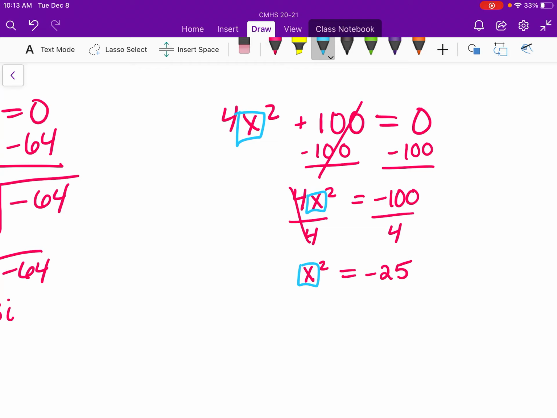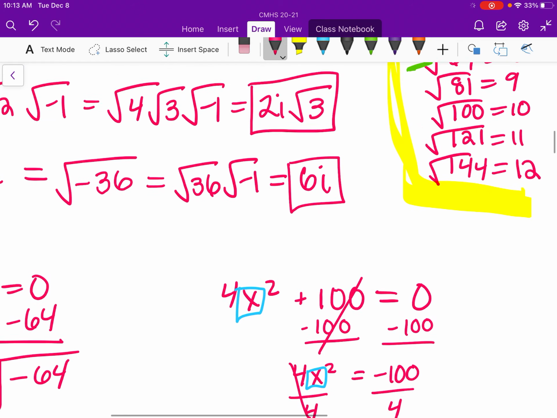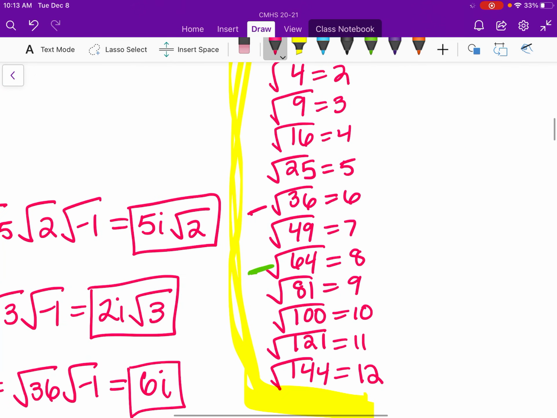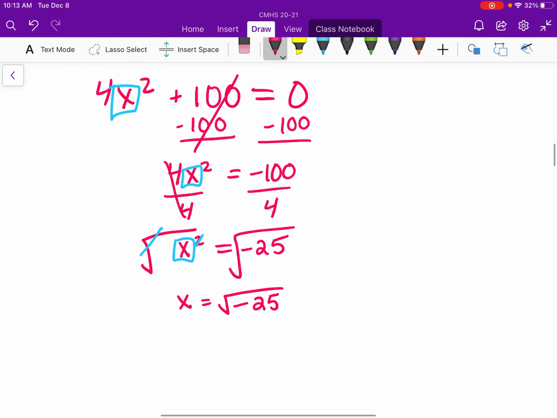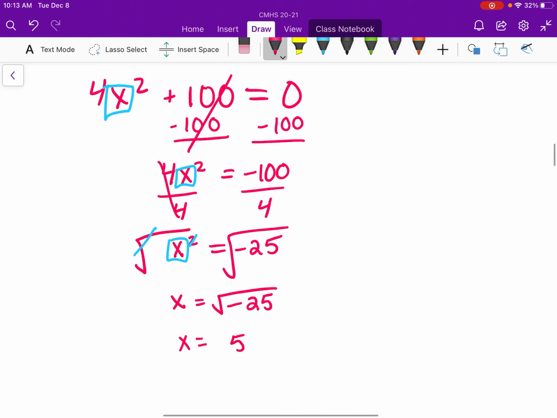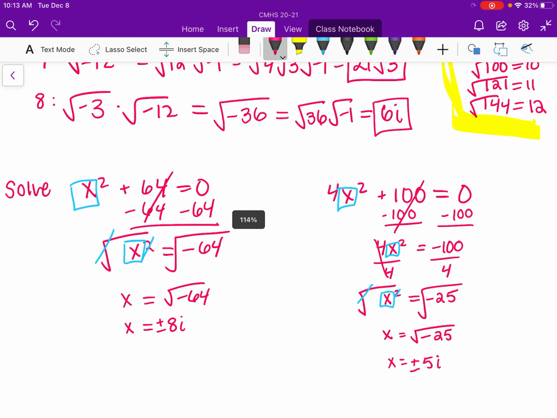And the x still isn't alone. One more step. Square root both sides. Now these will cancel. And we have x by itself equals the square root of negative 25. Is 25 on this list? It is, in the purple. Right there it is. So it comes out as a 5. So x equals 5. Remember, plus or minus. And don't forget your i, because we have a negative.